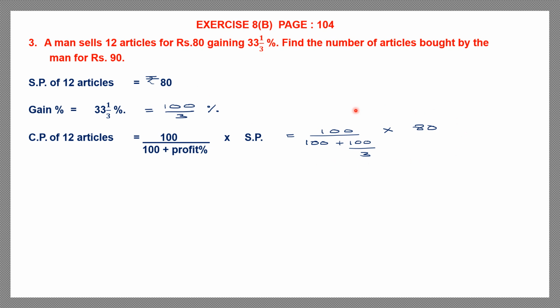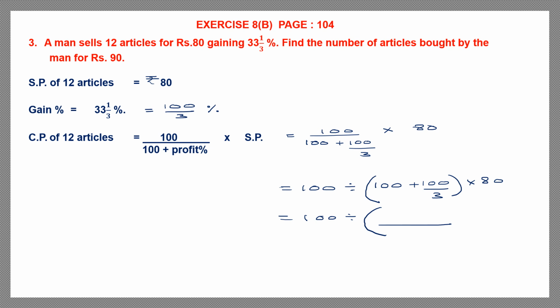So now let's simplify all this and find the cost price of 12 articles. To make this easier, I'm going to write it this way: 100 divided by, we'll put this within brackets, 100 plus 100/3, into 80. Now it's easier to simplify this. So this is 100 divided by, and in brackets, it's addition of fractions.